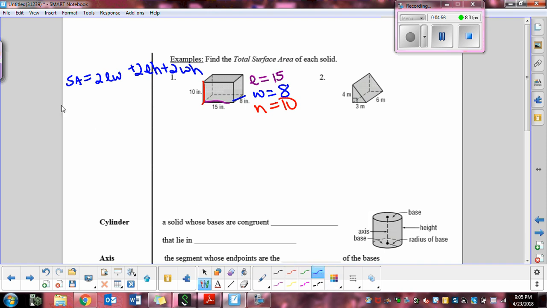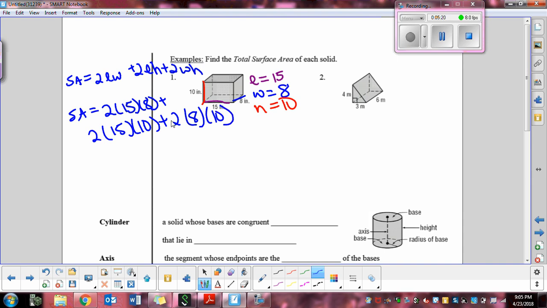My surface area equals 2 times 15 times 8 plus, and then 2 times the length times the height, so 15 times 10, and then plus 2 times the width times the height, so 8 times 10. Everything should have been multiplied together once, and it looks like it is. So plug that into your calculator and tell me what the answer is.